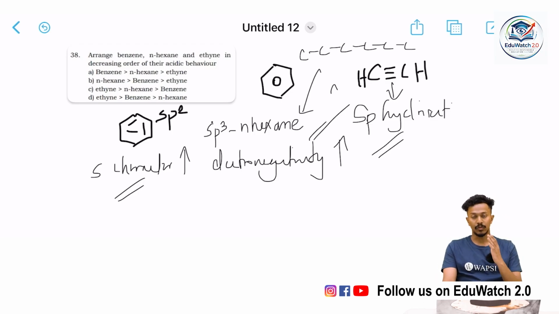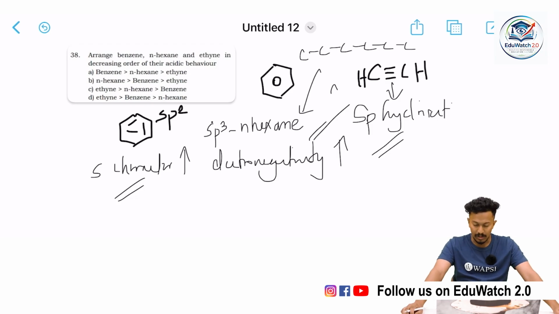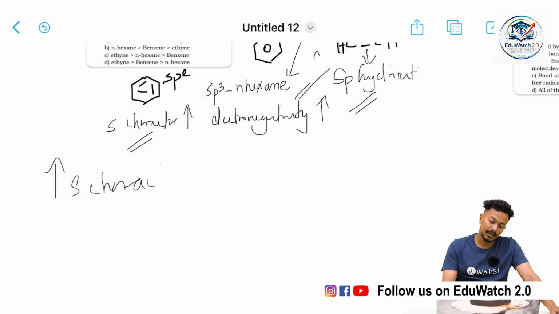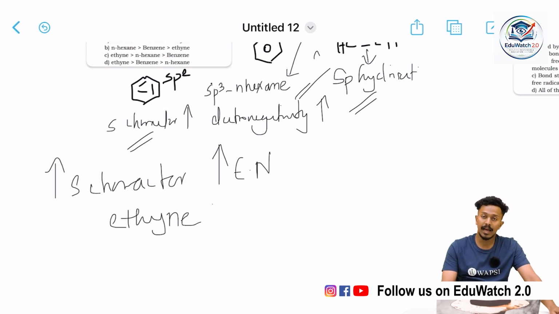So what is the correlation between electronegativity and acidic character? Ease of removing the atom from the compound is nothing but the electronegativity. So it increases the acidic character. The higher the electronegativity, the higher the acidic character. Higher electronegativity means greater S character. So ethane has the highest S character, which means it has the highest electronegativity and highest acidic character.